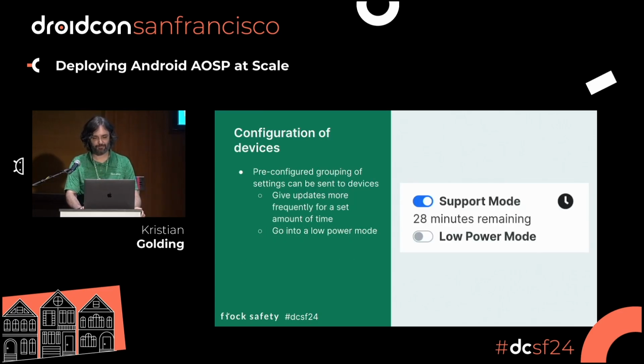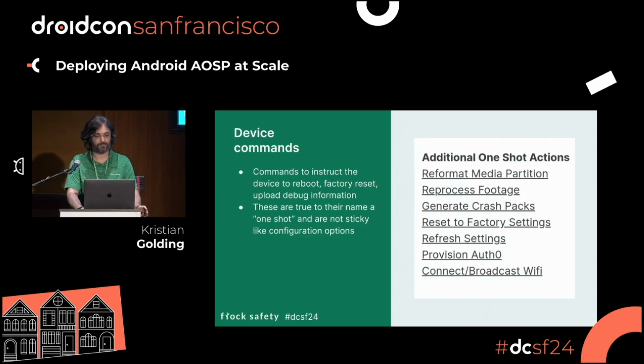We've grouped these into pre-configured things, like the support mode, for example. Typically the device phones home every 20 minutes. We can say, hey, support mode, for the next 28 minutes, phone home every minute, because I want to monitor exactly what you're doing. This other toggle here is the low power mode, so instead of taking images at 5 frames per second, take it at 1 frame per second to conserve as much power as possible.